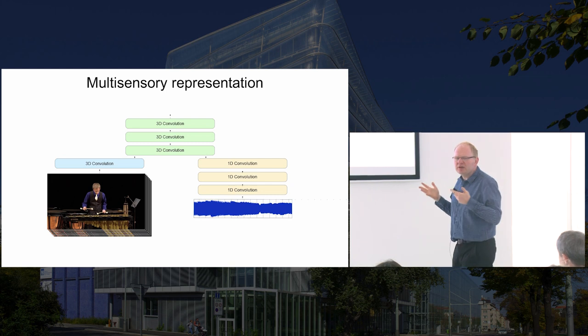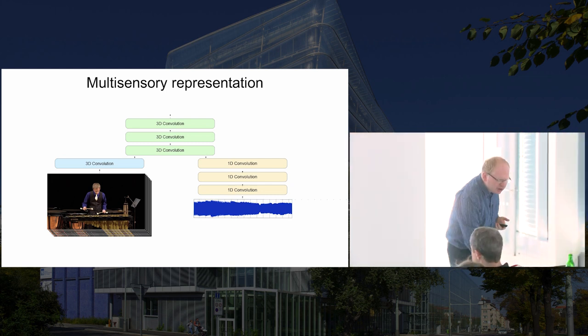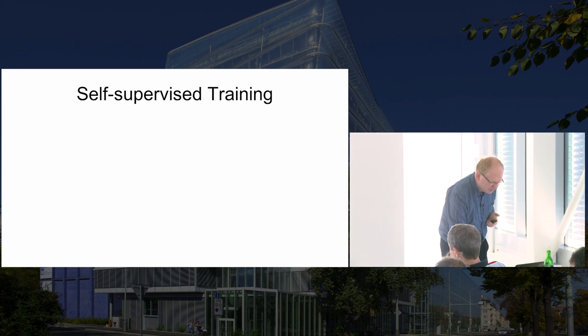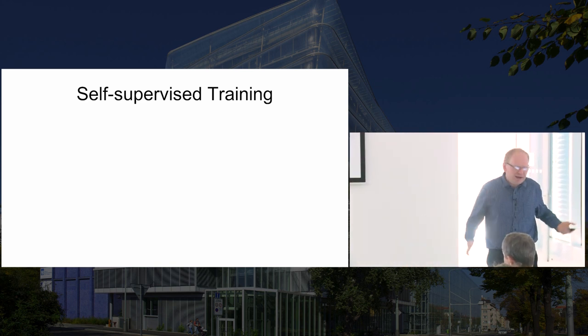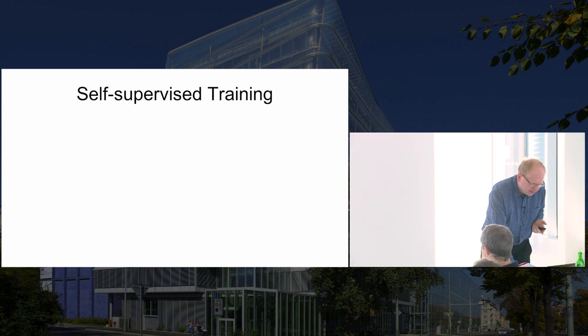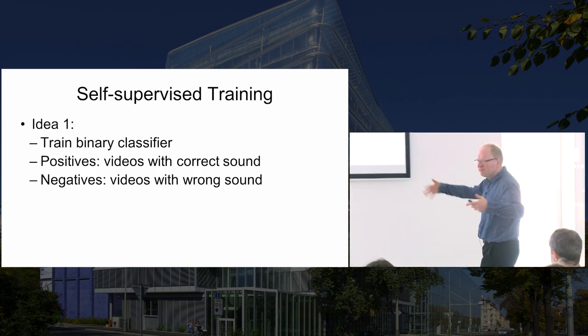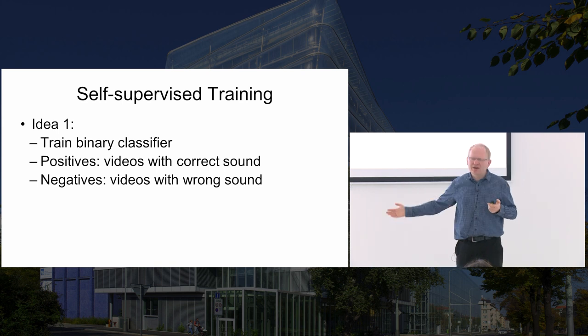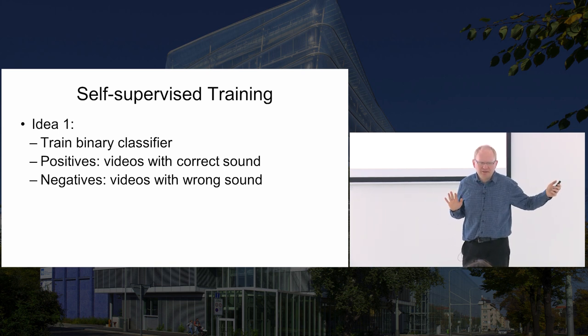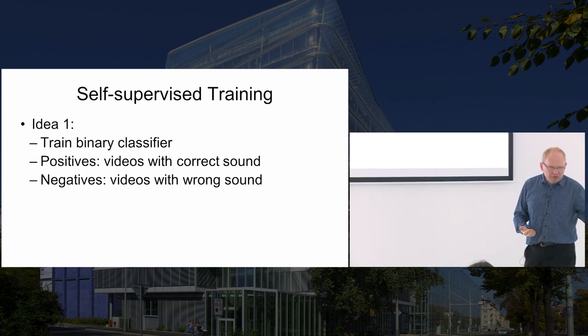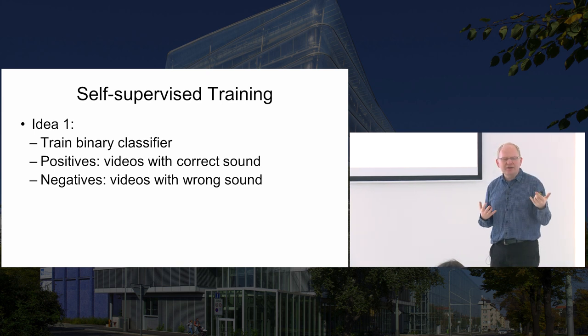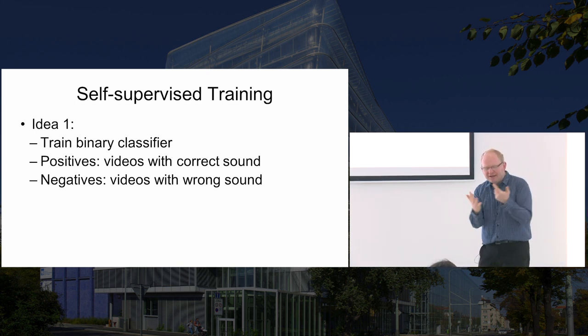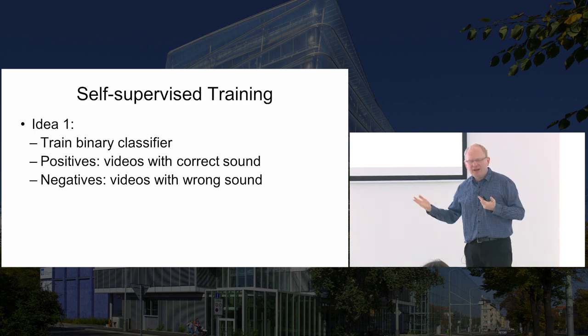But how do we train this representation? Again, we want to train it without supervision, with self-supervised training. The obvious first idea we had was to train a binary classifier where the positives are videos with the correct sound and the negatives are videos with a wrong sound, for example a sound from some other video. Then we train this classifier and hopefully it will learn to figure out that there is a correspondence between the correct video and the correct sound.